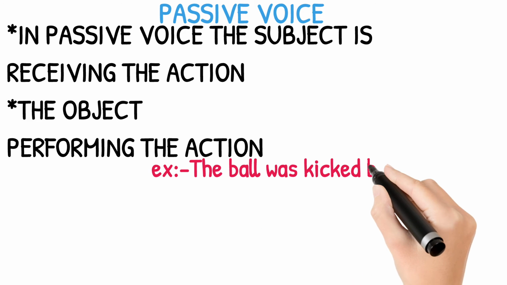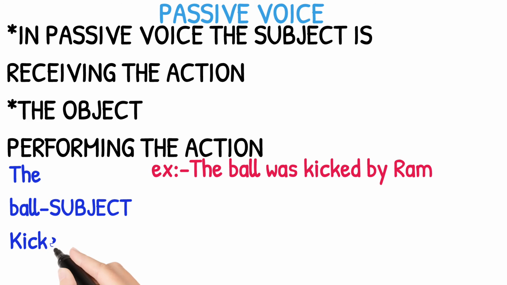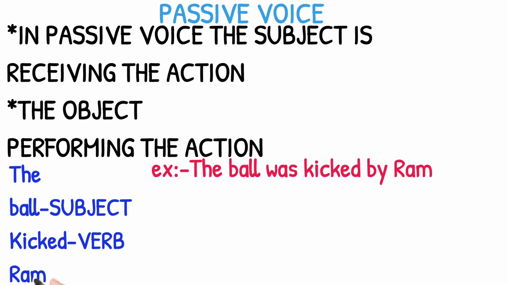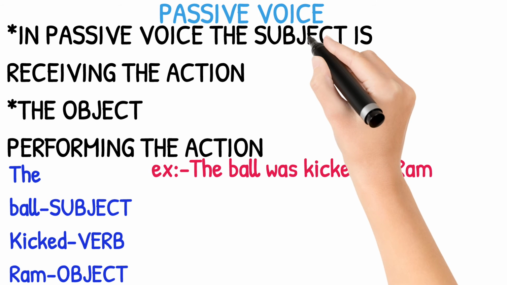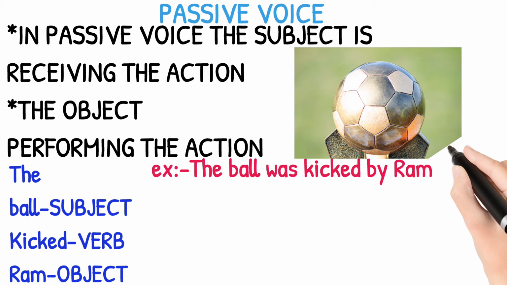Now we will go with the same example. The ball was kicked by Ram. It is a passive example. Okay, here the ball is the subject and subject is receiving the action here. Okay, and Ram is the object and object is only performing the action in passive voice. So clearly it is a passive voice. Okay, I think you understood the difference between active voice and passive voice clearly.